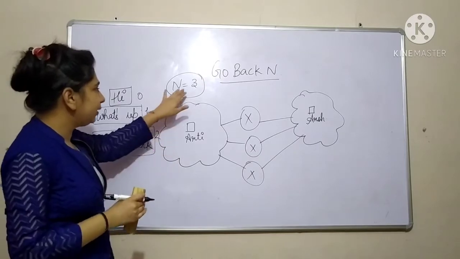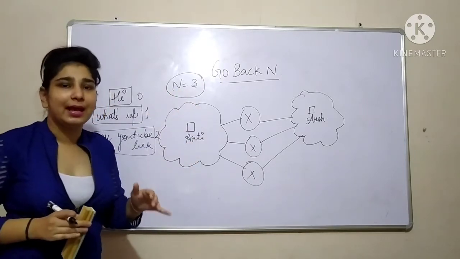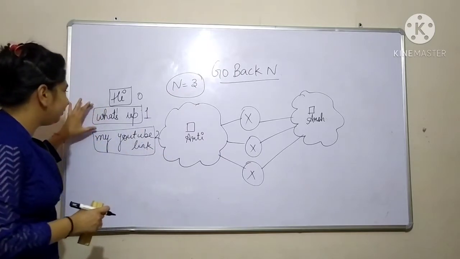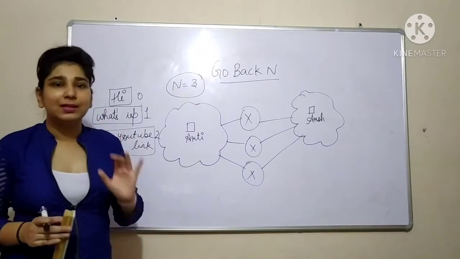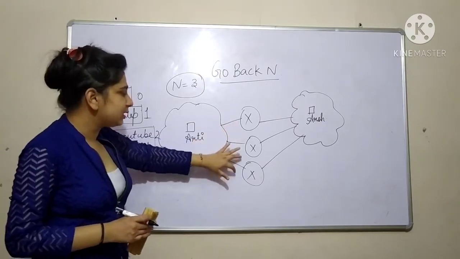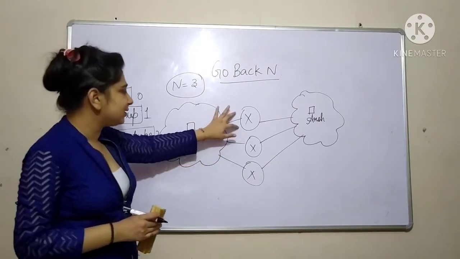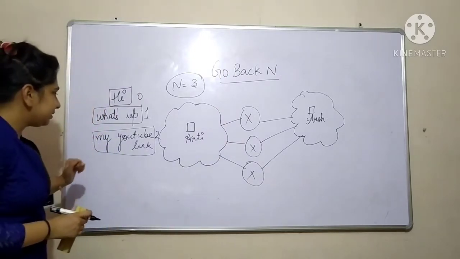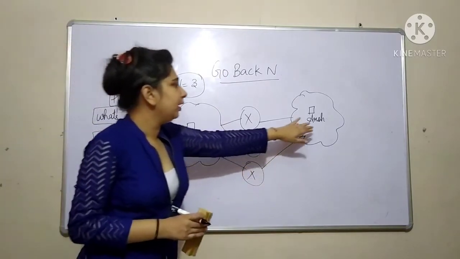This is the sender window size, and the sender window size is 3. So I can send 3 packets on the channel at a time. The maximum number of packets which could be present on the channel is 3. These are the 3 packets which I am sending to Arsh.